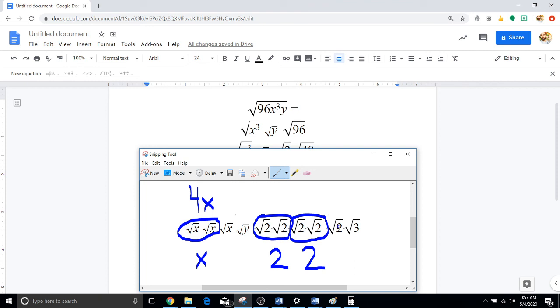And we're going to have a 2 times 3 on the inside. That's the number 6. And then we're going to have an x and a y as well. x and y. I'm going to write this out nicely for you guys on the answer page, but this is going to be our answer: 4x times the root of 6xy.